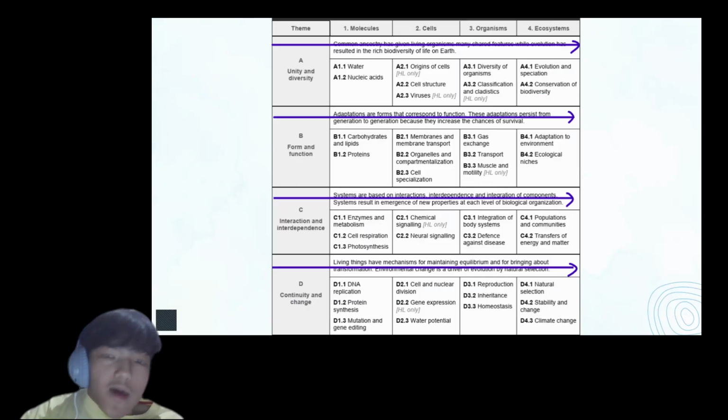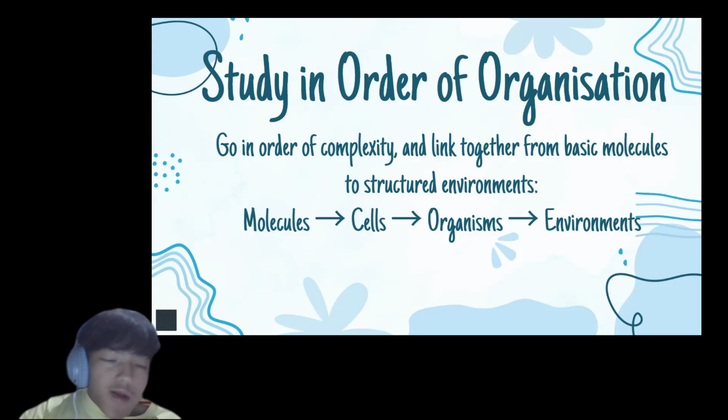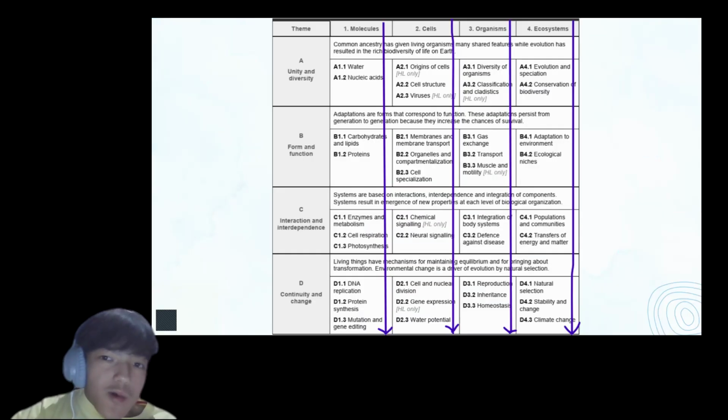Moving this way, right? Or what some students prefer, and which is the pathway that I used for my IB journey, is in the order of organization, which is basically you study an increasing complexity of the organisms from basic molecules to structured environments, moving, as you can see, from molecules to cells to organisms, and then finishing with ecosystems. That way, you can link more between the topics rather than having to cut in between levels of organization when you're doing theme to theme.